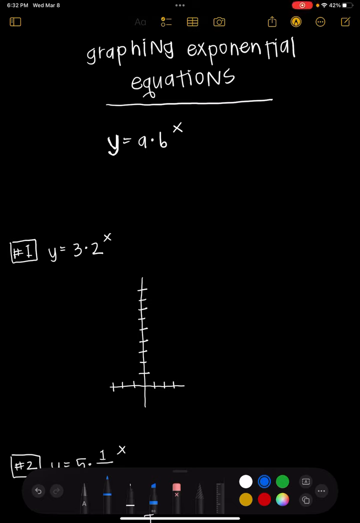Hi everyone, today we're going to be talking about graphing exponential equations. So exponential equations have this format: y is equal to a times b to the power of x. And so all of these exponential equations that we're going to be graphing look like this.